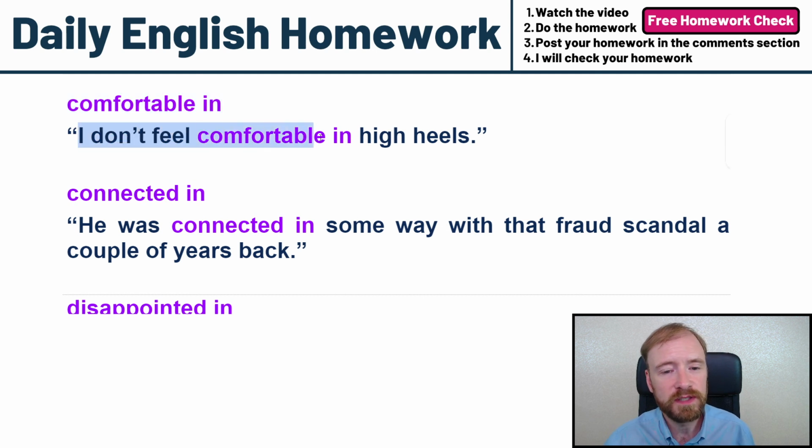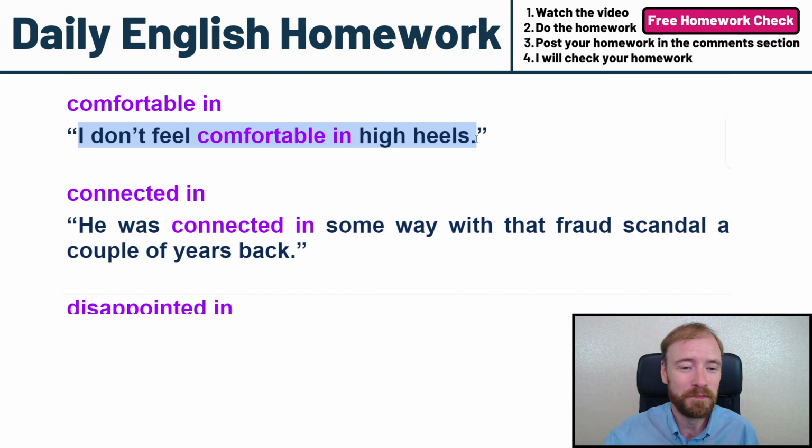Comfortable in. I don't feel comfortable in high heels. This is true for me, certainly, maybe you too. So I don't feel comfortable, adjective, in high heels. I don't feel comfortable in. Collocation, we use comfortable in together.